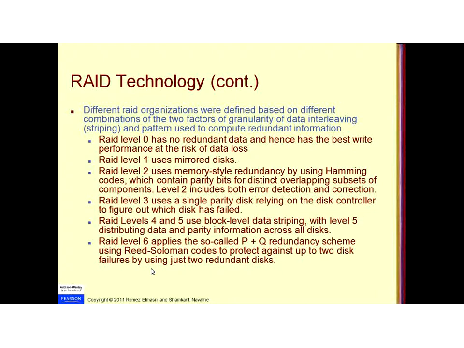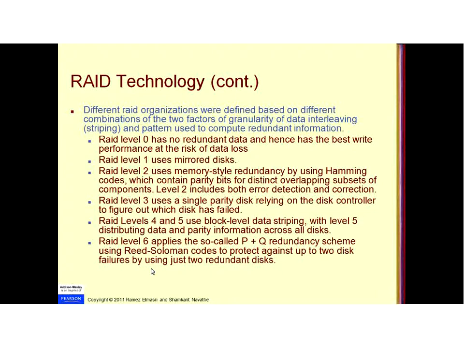RAID level 3 uses a single parity disk. I hope you are familiar with the parity bit. If you have studied data communication, a parity bit is used to check that the data being transmitted is correct. So level 3 uses a single parity disk, relying on the disk controller to figure out which disk has failed. In RAID levels 4 and 5, we use block level data striping. We improved it more with level 5, distributing data and parity information across all disks.